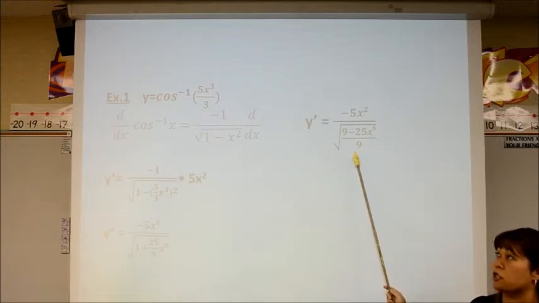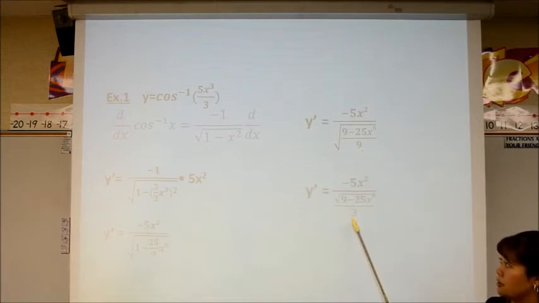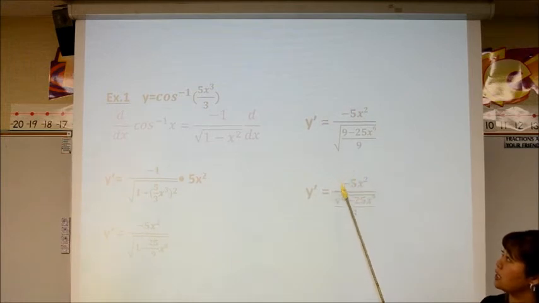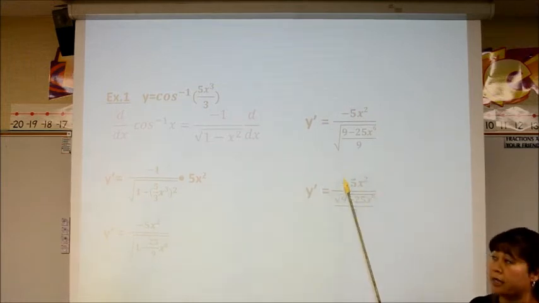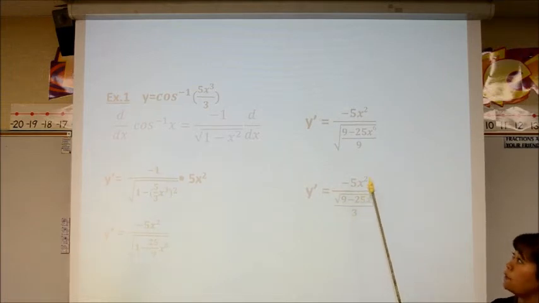The reason I want to do this is because the square root of 9 is a perfect square, which is going to give us a 3. Now, technically, this right here is a fraction, it's -5x squared over 1, right? And this is also a fraction right here. So we learned in Algebra 2, we don't like a fraction divided by a fraction. We need to simplify this.